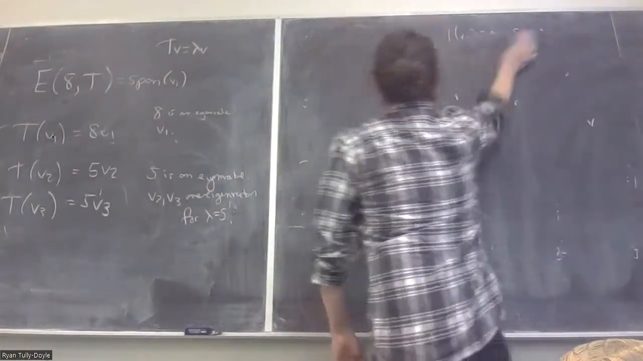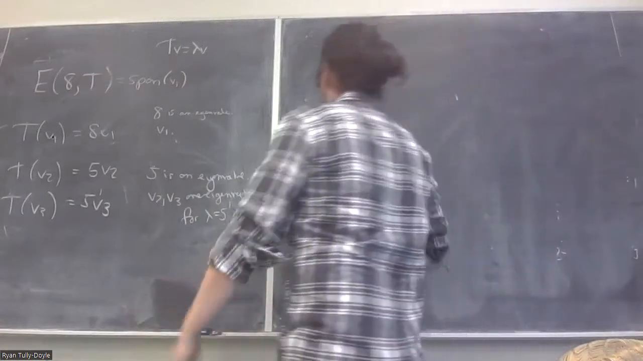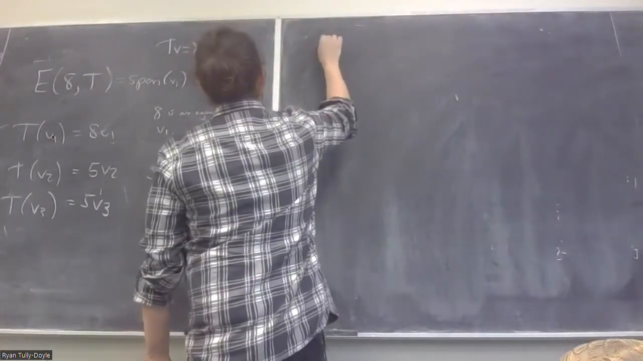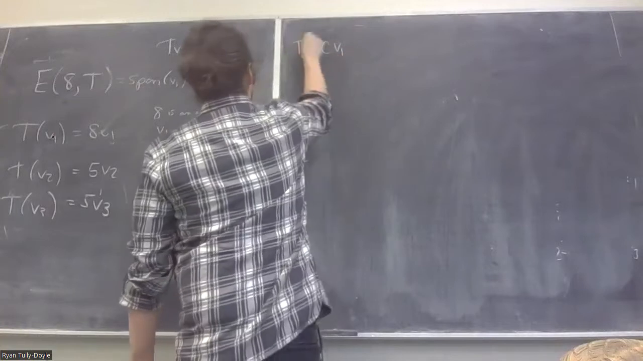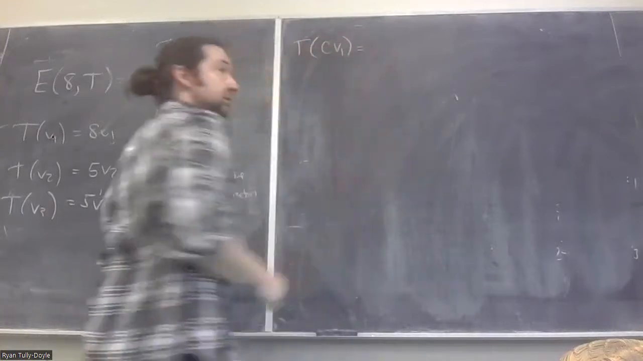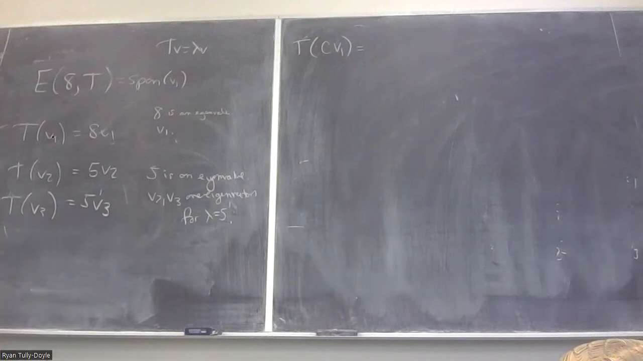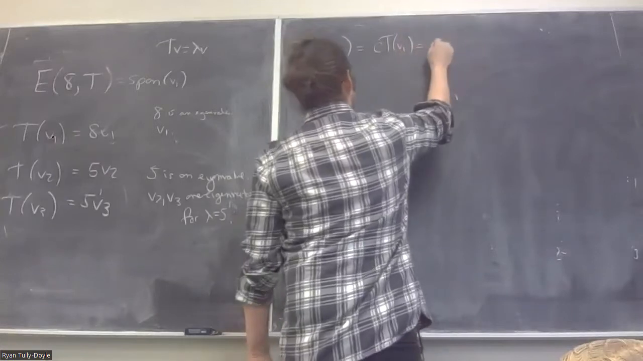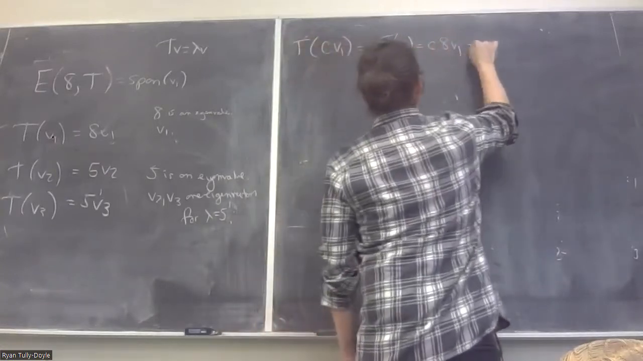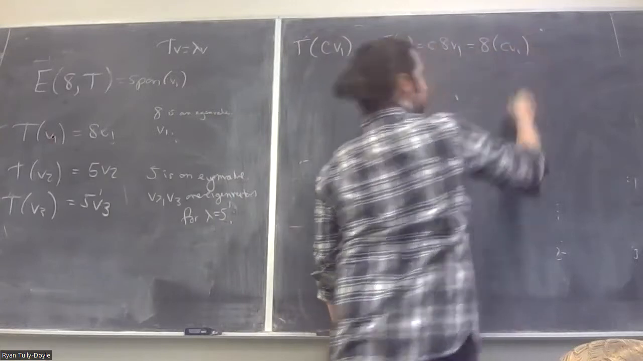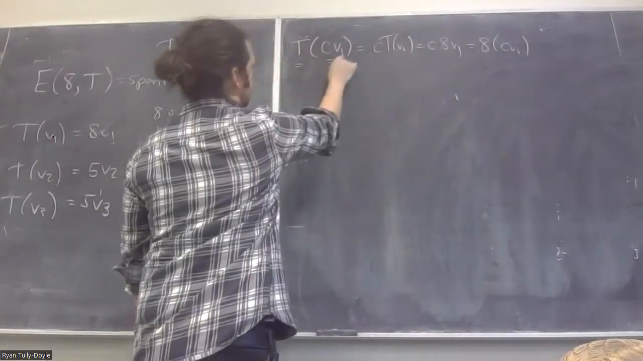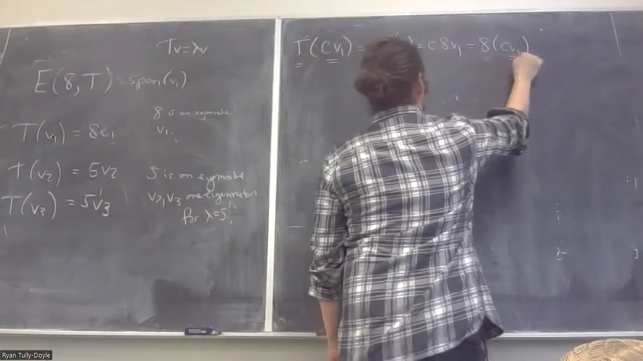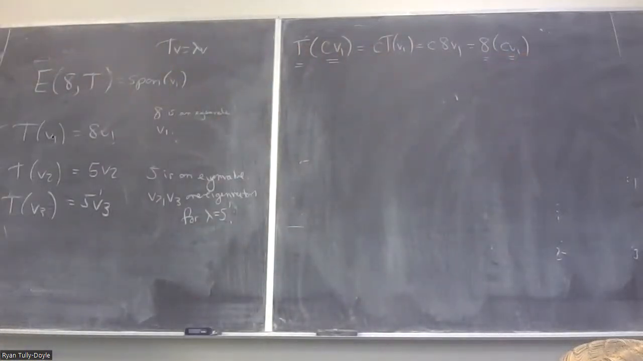I'm saying an eigenspace is a subspace. So is it the case that if I took some multiple of V1 and applied T to it, what comes out of that? C T V1, and what's that equal to? C 8 V1, but I could rewrite that productively as 8 times C V1. Notice, T times C V1 is equal to 8 times C V1. So if V1 is an eigenvector, every scalar multiple of V1 is also an eigenvector for the same eigenvalue. And that's why we say span here.